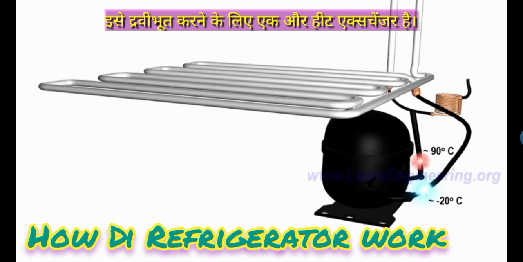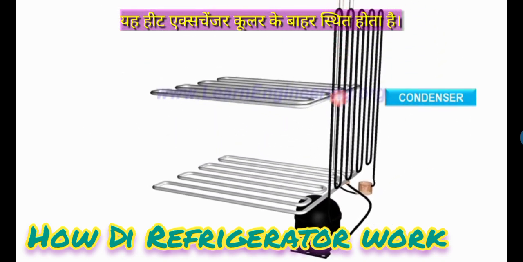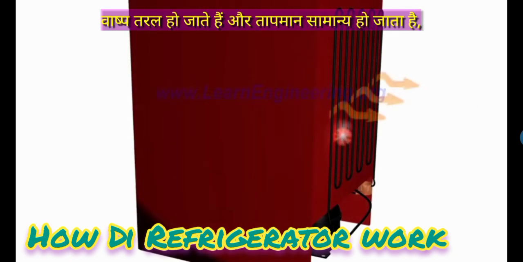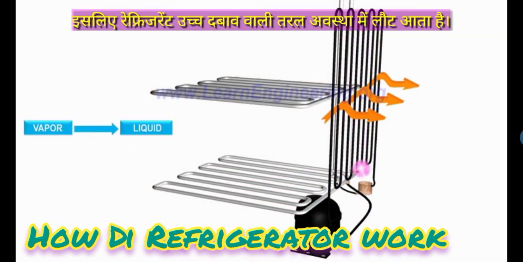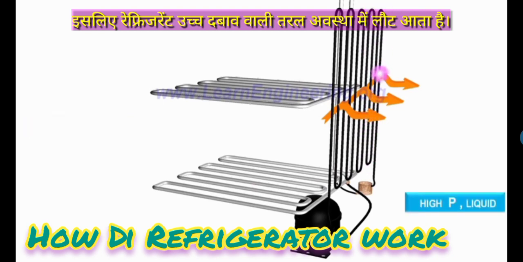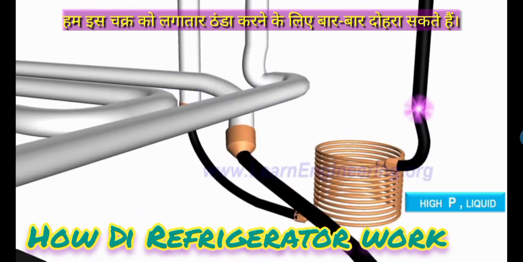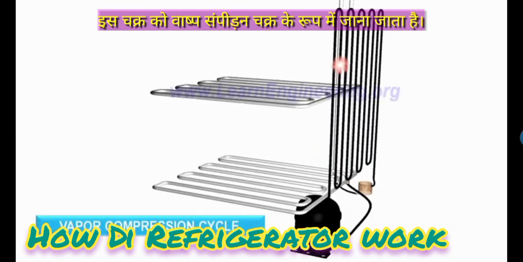To convert it to liquid state, we are introducing another heat exchanger. This heat exchanger is fitted outside the refrigerator, so it will liberate heat to the surroundings. Vapor will get condensed to liquid, and the temperature will come down to normal level. So the refrigerant is back to its initial state again, high-pressure liquid. We can repeat this cycle over and over for continuous refrigeration. This cycle is known as the vapor compression cycle.